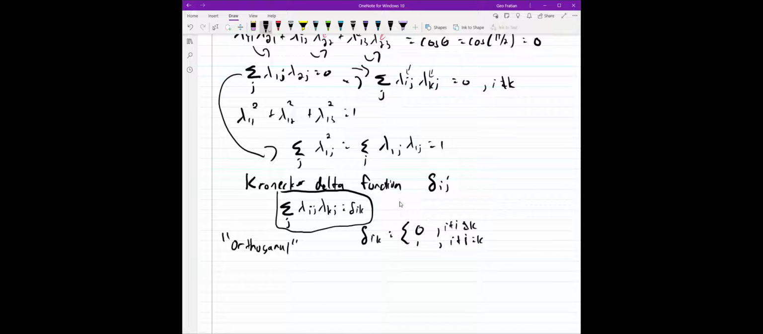There's a lot of cool things you can learn about, like Gram-Schmidt, how to orthogonalize a set of vectors. But we won't worry about that for this. Also cooler symbols like the Levi-Civita symbol and so forth. But anyways, okay. So we've established that lambda ij, lambda ik is equal to delta jk.